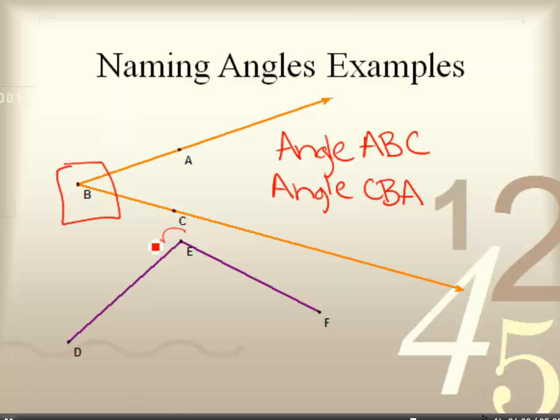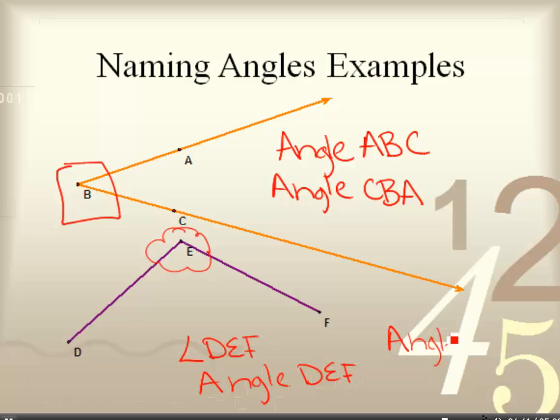In the bottom one, our vertex is E. So we're going to call this angle DEF by hand, but I prefer that you type it out as angle DEF. You cannot use that symbol on the computer. We could also call this angle FED. We'll be working with angles a lot in week 2 and the coming weeks.